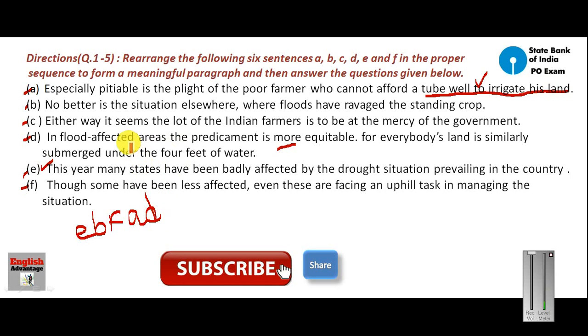And then we can say, now we are talking about both the situations, drought situation and flood situation. So that is why this word will follow, because this word means both. Either way, it seems the Indian farmer is to be at the mercy of the government. So this will be your last sentence. This is how you have to correlate the sentences and come to the conclusion. This is your final answer.